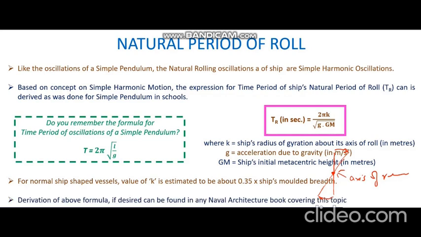The derivation of this formula, which is 2 pi k under root g GM, is in any of the naval architecture books, which you can refer to, but it's not required, so don't worry about it. Leave it. So please take down this formula. TR in seconds is equal to 2 pi k under root g GM, time period of natural roll of a vessel. Taken?